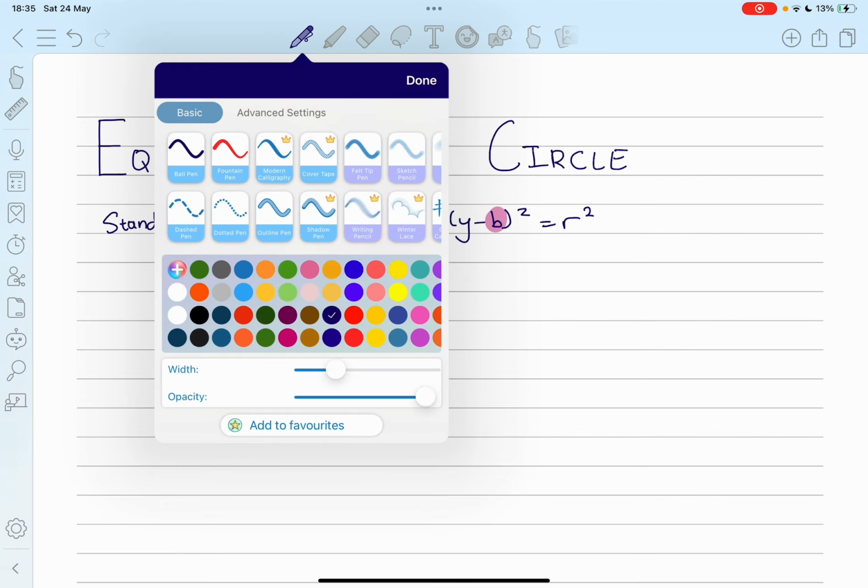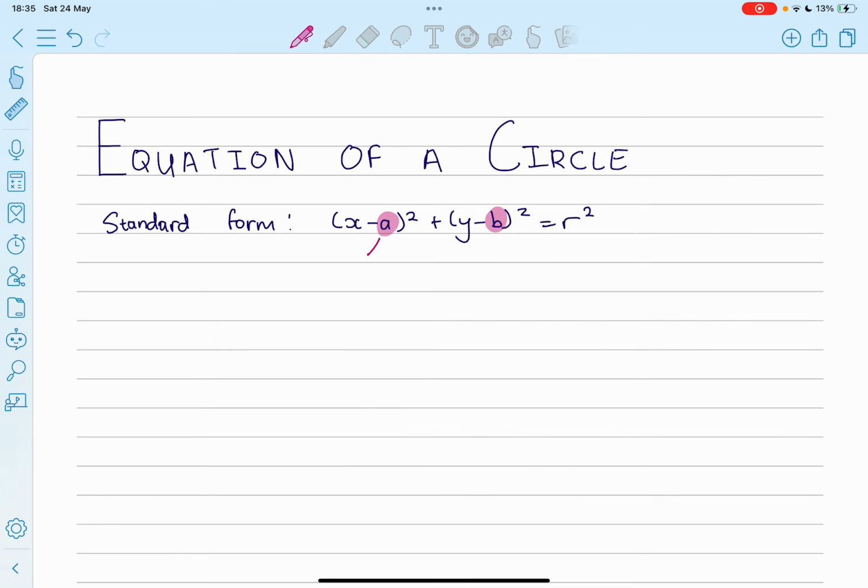So a will be the x coordinate of the center, and b would be the y coordinate of the center.